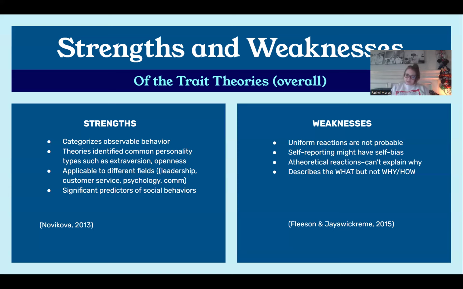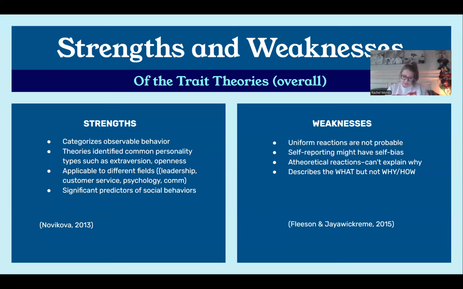The overall weakness of trait theories is that uniform reactions are not probable. They don't always take into account the context or the situation and the shaping of the behavior or the outcome. An example would be an easygoing, laid-back mom who becomes a mama bear when her child is threatened. Participants are self-reporting when completing inventories and questionnaires, so there could be some self-bias there. Also, at the time, emotions could be involved when you're answering these questions.